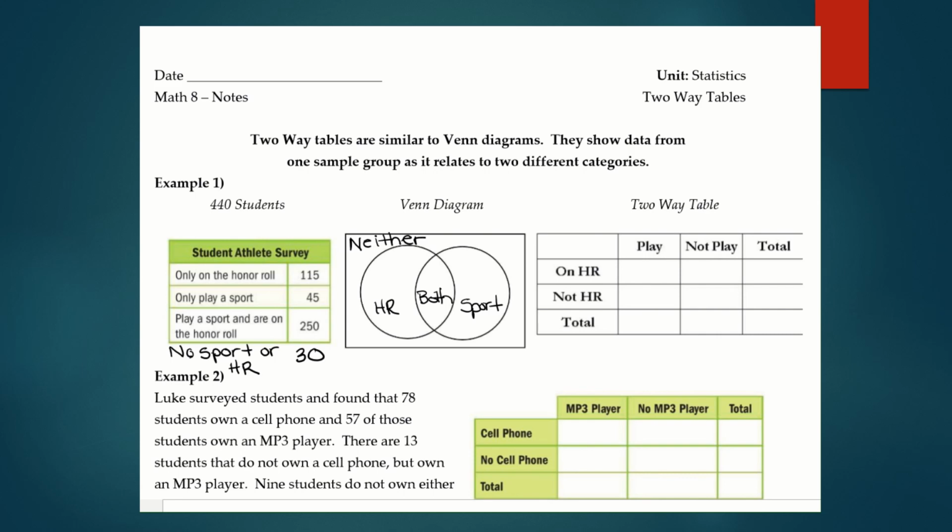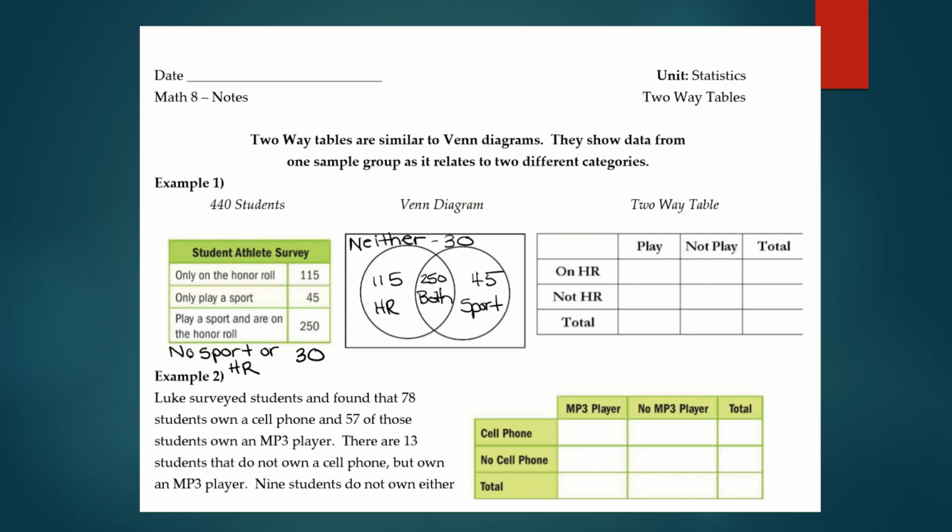And if I were to fill in some numbers to go along with these, there's 115 people that are only on the honor roll. There's 45 that only play a sport. There's 250 that do both. And then there's 30 that do neither. So this is how we would potentially fill in a Venn diagram with this information from our sample group as it relates to two different categories, honor roll versus a sport.